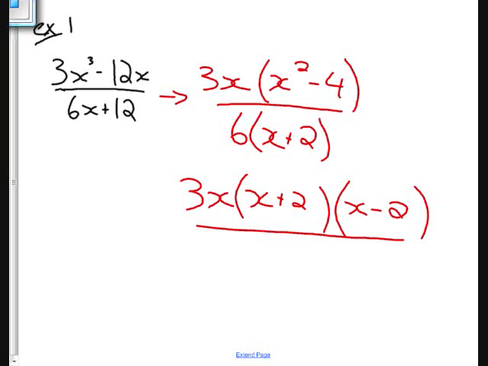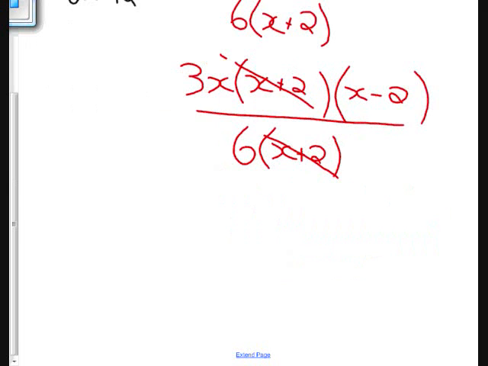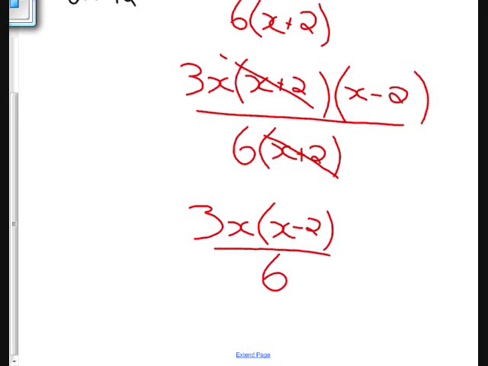Can we change anything on the bottom right now? No, that's completely factored. Exactly, we have two common factors. We have x plus 2 on the top and x plus 2 on the bottom. And we are left with 3x times x minus 2 over 6. Is there anything else we can take out?